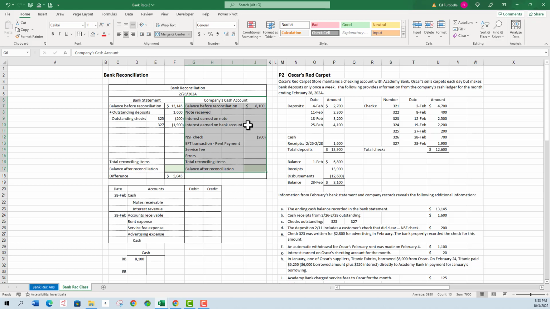Letter E says that check 323 was written for $2,800 for advertising in February. The bank properly recorded the check for this amount. But on our books, we recorded the amount for $2,500. The $300 difference is an example of an error. The error was made by the company because the company incorrectly recorded a $2,800 check as $2,500. Errors can be made by either the bank or the company.